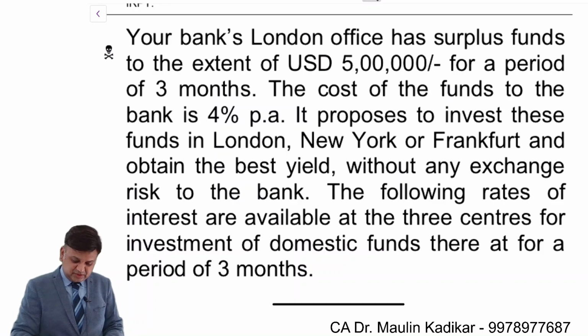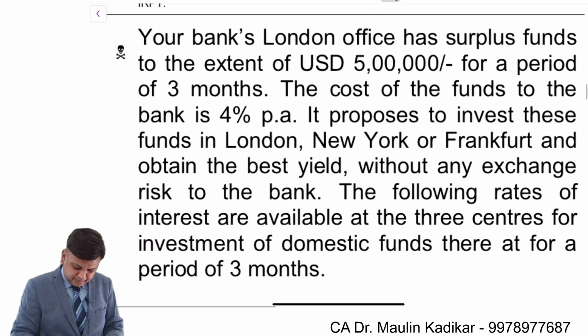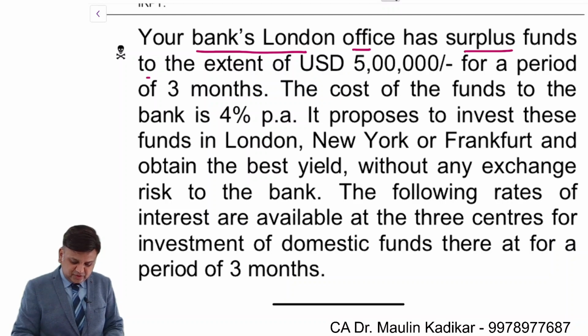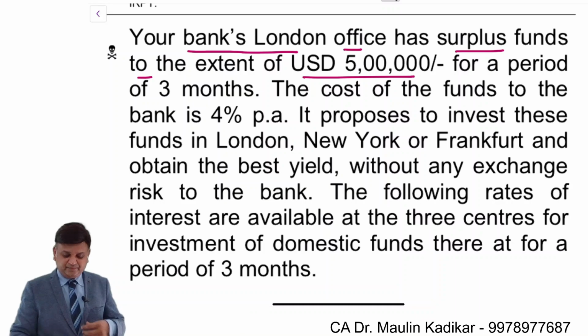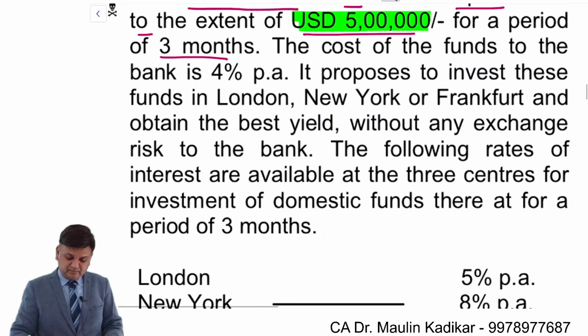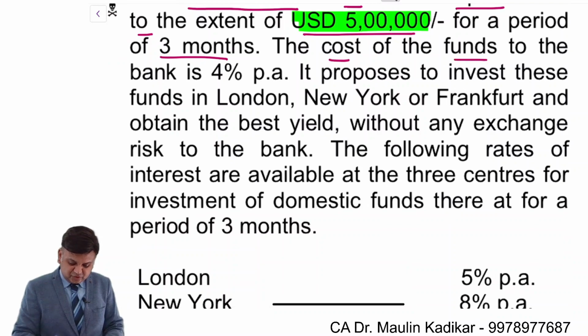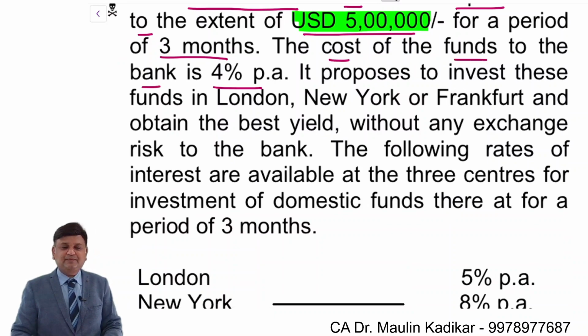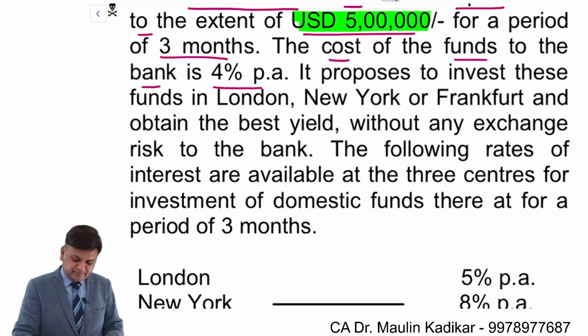Next question, dear students. Your bank's London office has surplus funds to the extent of US dollar 5 lakhs. So there is a surplus of dollar 5 lakhs for a period of 3 months. The cost of the funds to the bank is 4% per annum. So to the depositor we have committed that we will give interest at the rate of 4%.